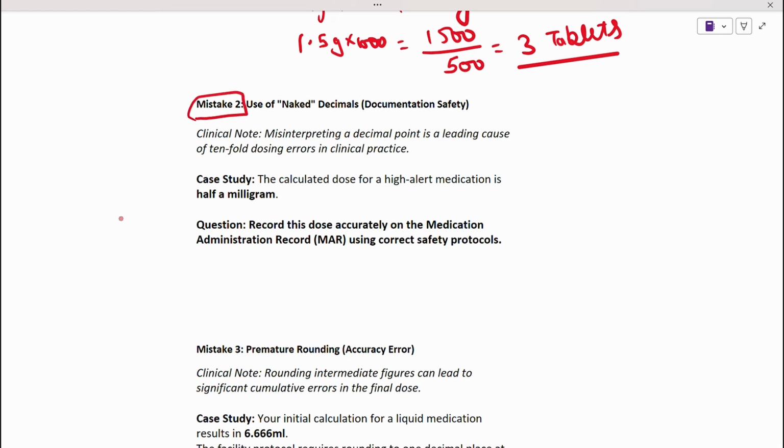That is a 10 times overdose. Safety protocol says always put a 0 first. So you will write 0.5 mg or 0.5 ml.